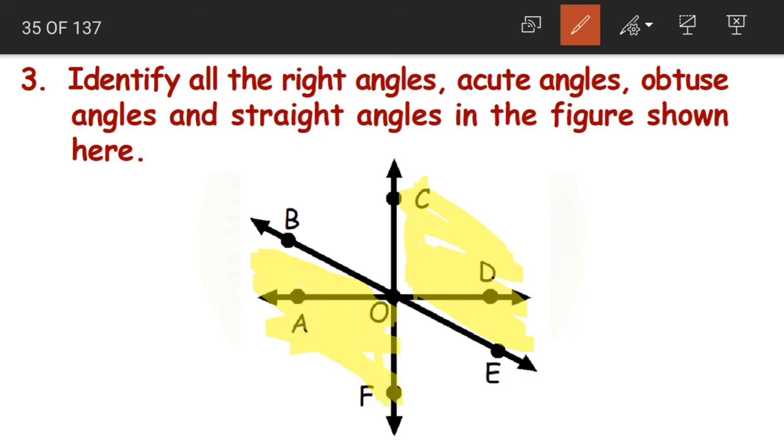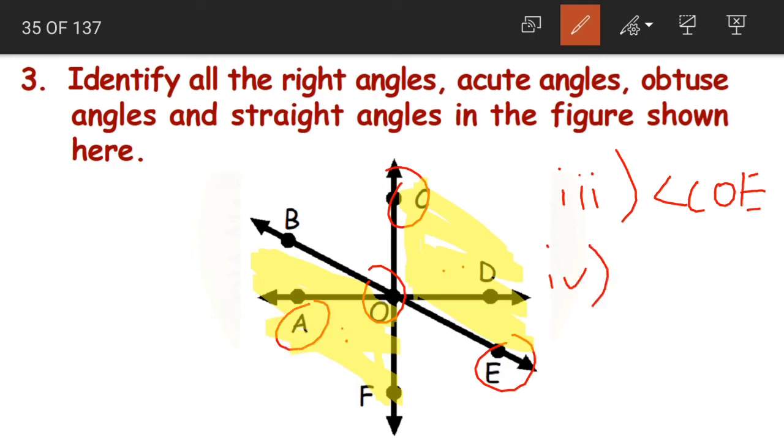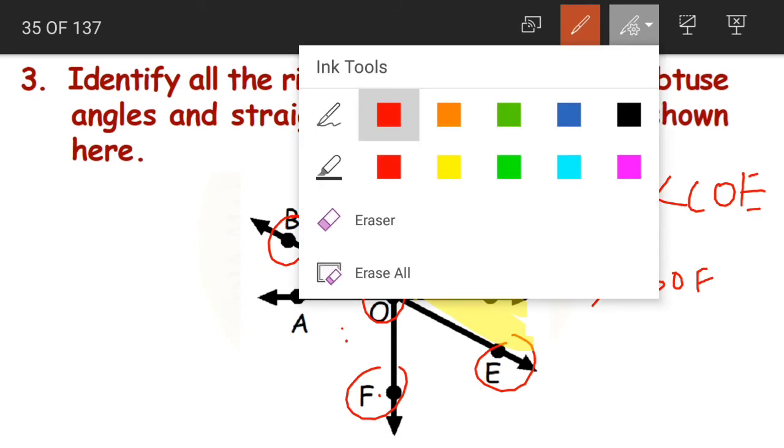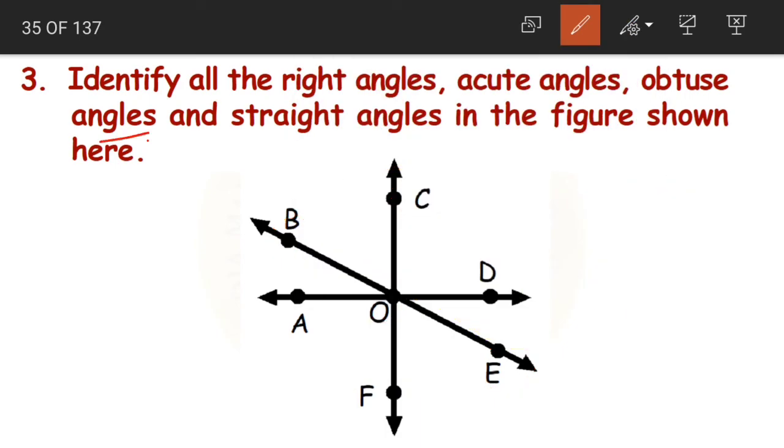So we have already written the names of 2 obtuse angles. Now again these 2 obtuse angles, angle 3 COE, angle COE, and the fourth one angle BOF, angle BOF. So these are the 4 obtuse angles. Even we've got 4 obtuse angles.